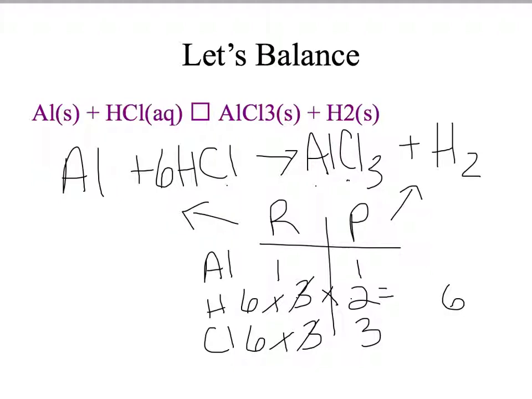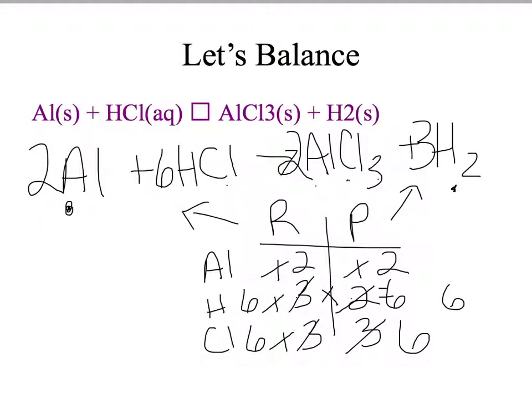So now hydrogen on the other side, how do we make this hydrogen 6? We put a 3. So now our hydrogens are matched up. Now let's go back to our chlorine. There's 6 on this side, on the reactants. How do we get 6 on the product side? I'm going to put a 2 there. 2 times 3 is 6. So now that's even, but now the aluminums become 2. So now that I have 2 aluminums, how do I get 2 aluminums on this side? I'm going to put a 2 in front of it. And that is all balanced out. Make sure you have the same amount on each side.